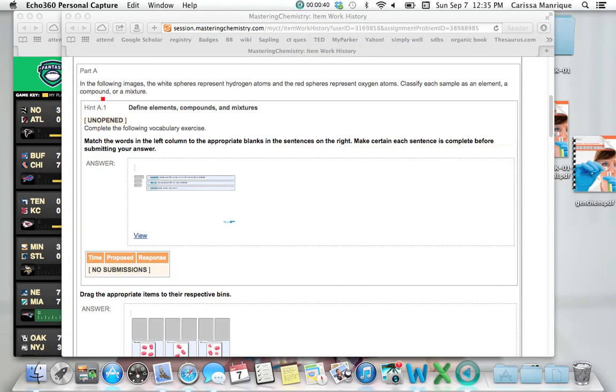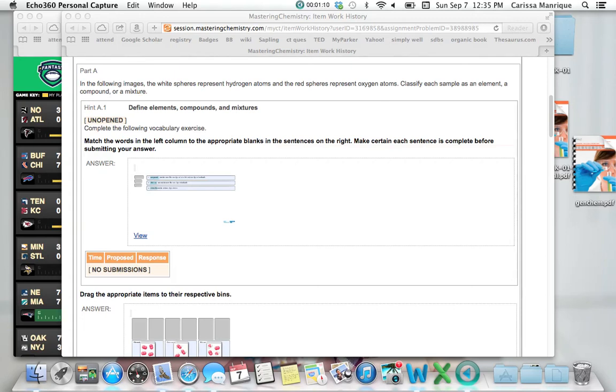A compound is whenever you combine two or more elements. So like carbon monoxide is carbon and oxygen combined together, so that's a compound. Or water is H2O, so it's made up of hydrogen and oxygen, two different elements, so those are compounds.